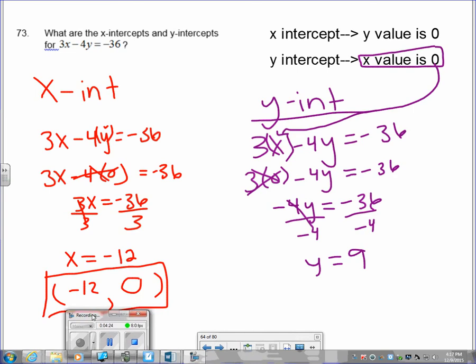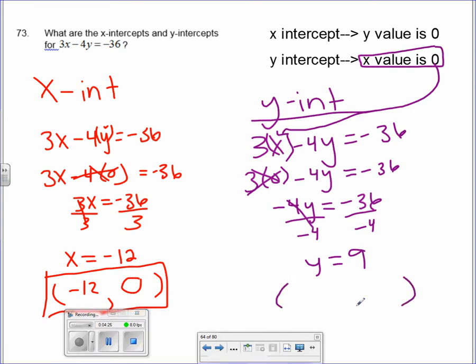Now if we write that as a coordinate, we know that for the y-intercept, the x value is always 0, and we solve for our y-intercept of 9. So there's your y-intercept right there.